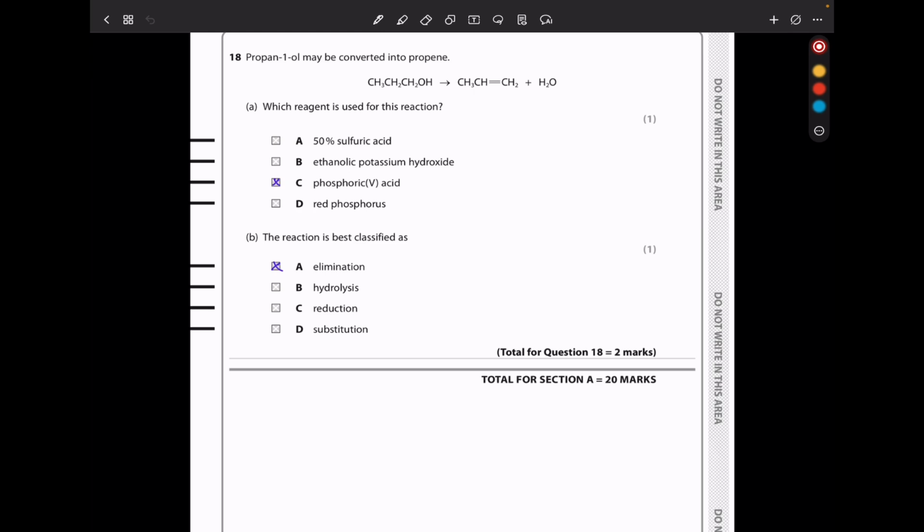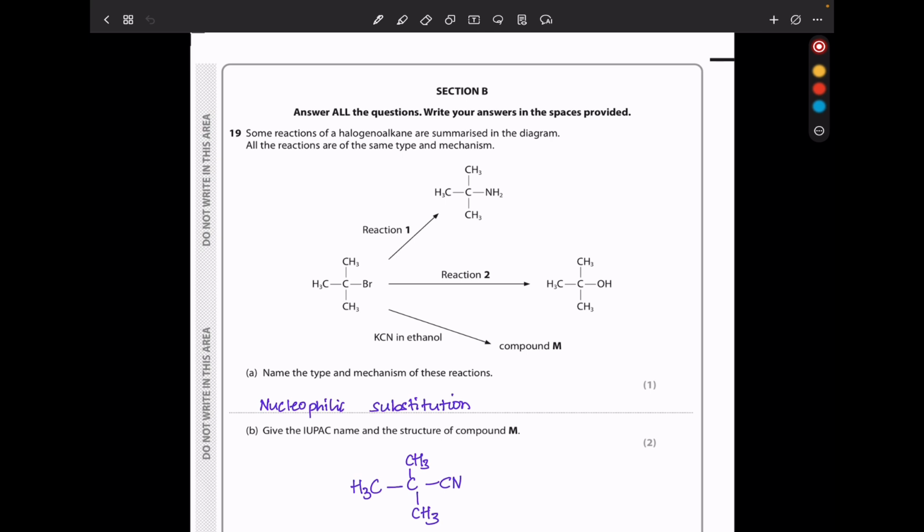So this brings us to the end of section A. Let's continue to section B. In question 19, some reactions of halogenoalkanes are summarized in the diagram. So here we see this being converted to this. We should use ammonia. And then this converted to that. We could use potassium hydroxide in aqueous conditions. And this converted to that. We're going to produce a nitrile, so that should be potassium cyanide in ethanol.